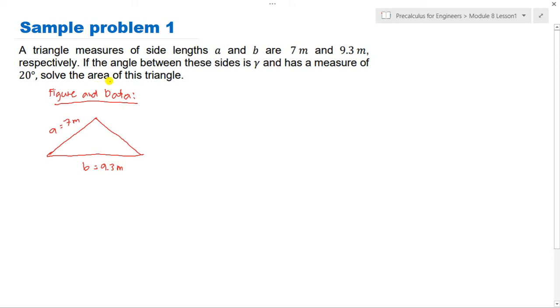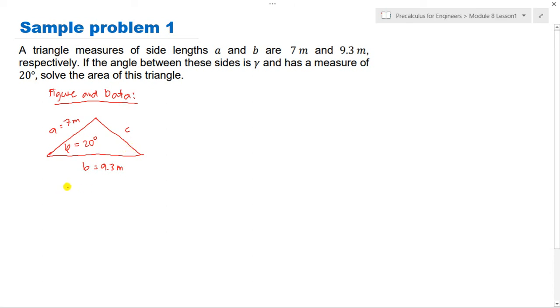Then, another given is the angle between these sides. That is the included angle between the sides, which is gamma. So gamma is equal to 20 degrees. So this is side C. Okay, so find the area of the triangle.